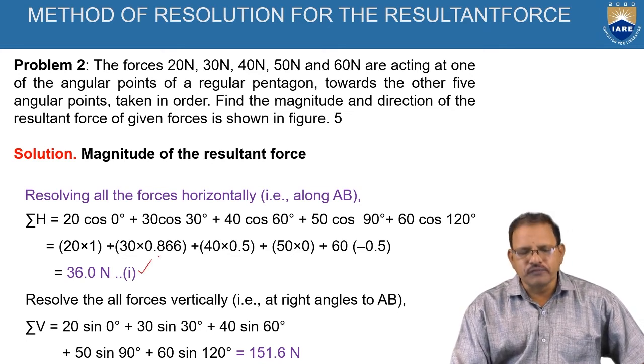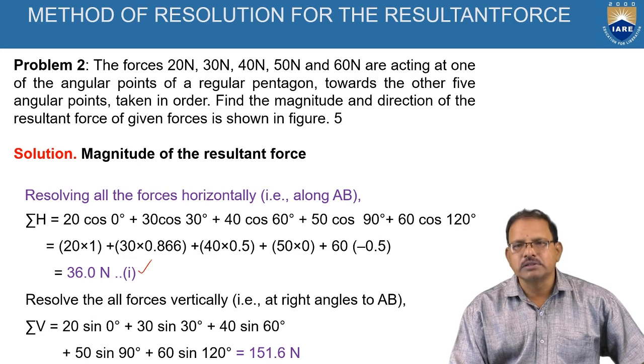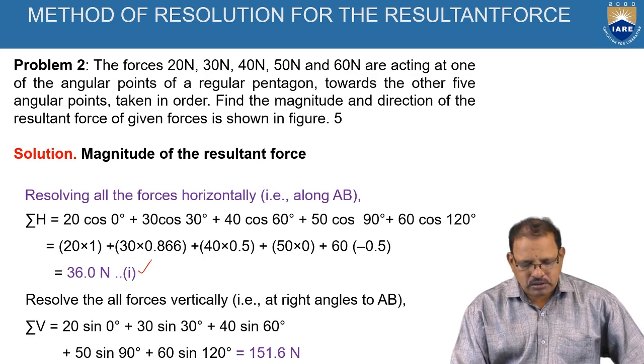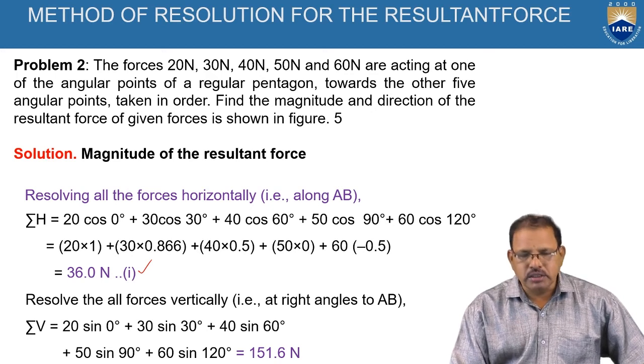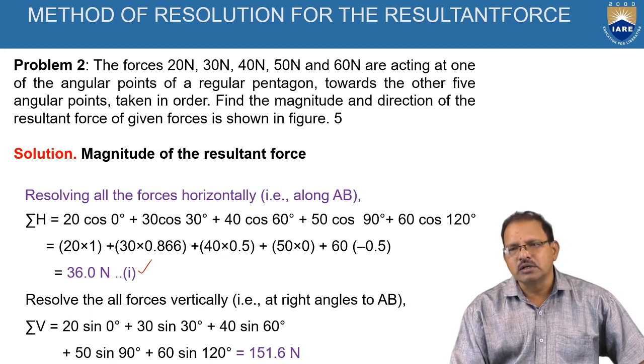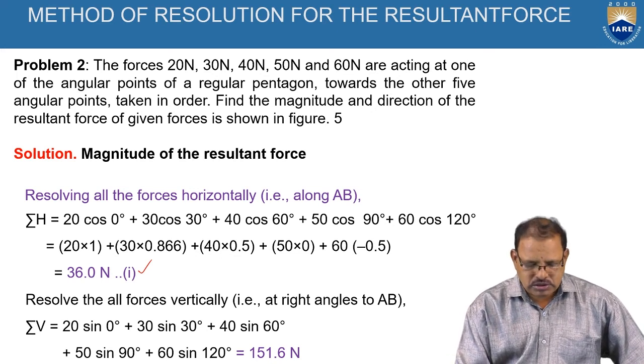Similarly, resolve all the forces vertically, since all the forces are acting in the upward direction only with respect to the point A or the horizontal x-axis. So, the sum of the vertical components is equal to 20 into sin 0 plus 30 into sin 30 plus 40 into sin 60 plus 50 into sin 90 plus 60 into sin 120 degrees. On substituting the values of sin 0, sin 30, sin 60, 90, 120 and so on, finally we get sigma v is equal to 151.6 newtons.